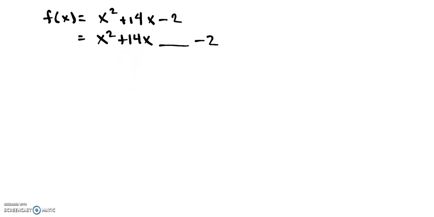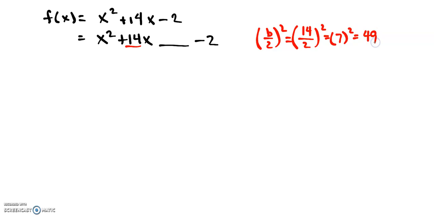So now what we're going to do is take our b term. We're going to take b, divide it by 2, and square it. In this case, my b is 14, and that's going to be over 2. And then we're going to square it. So 7 squared equals 49. So 49 is going to go in here.